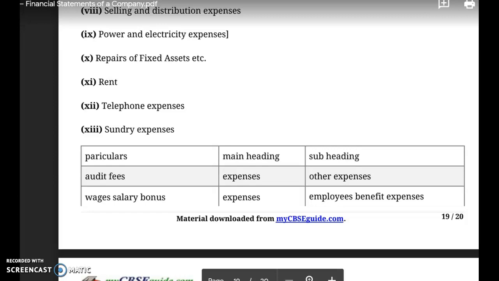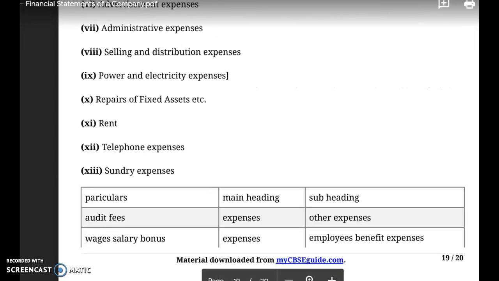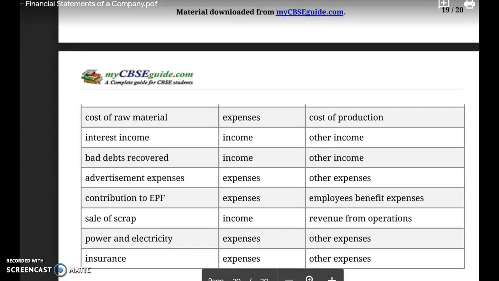Second item is given wages, salary and bonus. Where will it be shown? It will be shown in a very simple way, that is main heading will be the expenses and subheading will be the employees benefit expenses. Next item is given, that is cost of raw material. Its major heading is expenses, subheading is cost of production.